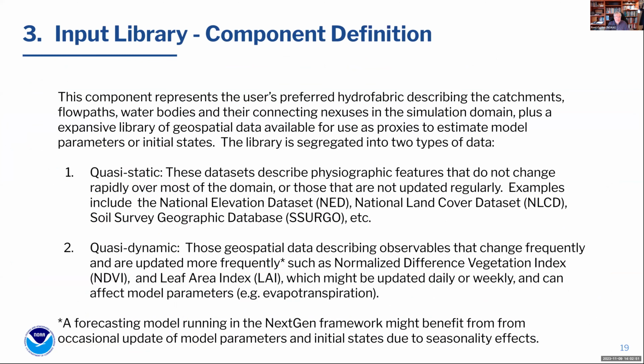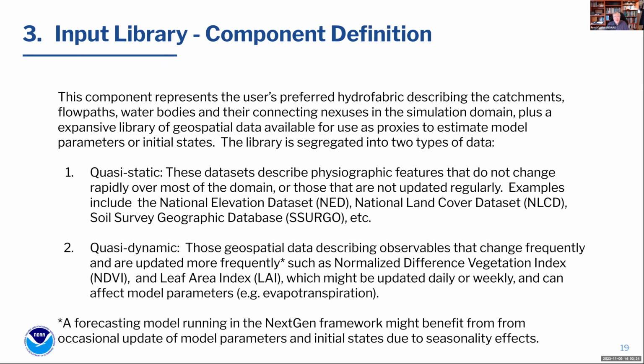The model input library is a component. It represents the user's preferred hydrofabric describing the catchments, flow paths, water bodies, and their connecting nexuses in the simulation domain, plus an expansive library of geospatial data available for use as proxies to estimate model parameters or initial states. The library is segregated into two types of data, and this is an artificial segregation that I think is just important conceptually. They're quasi-static data.